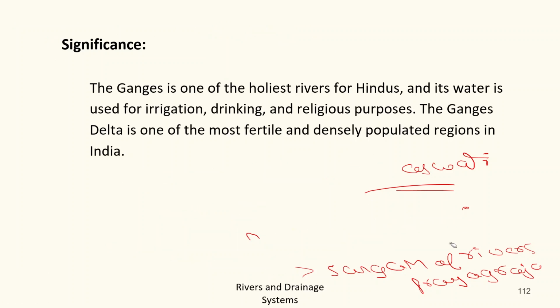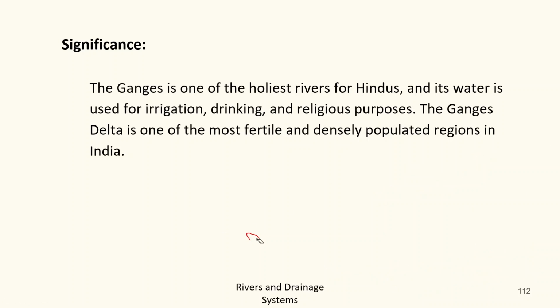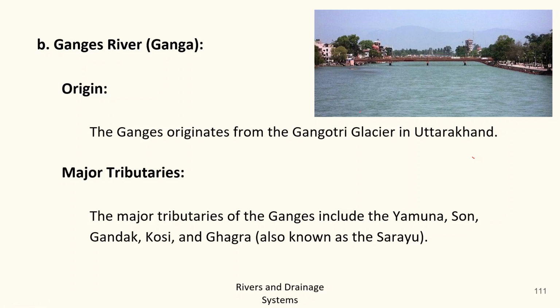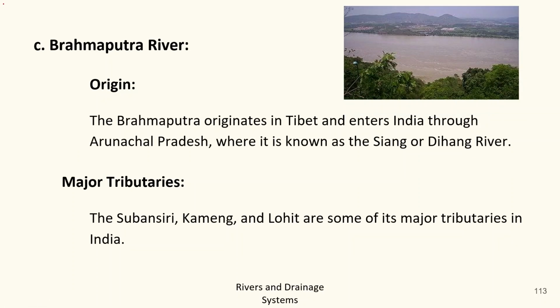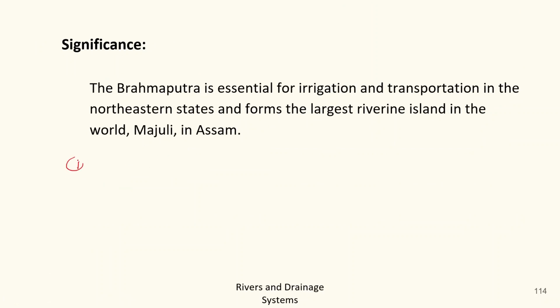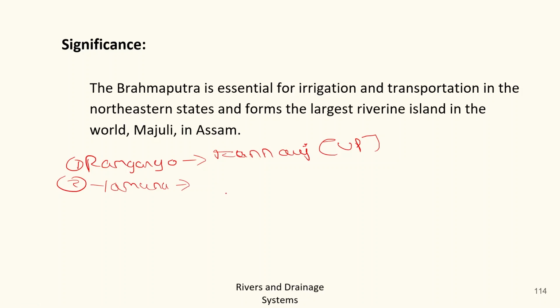Now, have a look at other tributaries. The second one is Son. Now, let's have a look upon major tributaries of Ganga and their meetup place. The first is Ramganga, which meets Ganga at Kannauj, Uttar Pradesh, basically UP. Okay. Second is Yamuna River, which meets Ganga at Allahabad or Prayagraj, you can call it, also in UP.